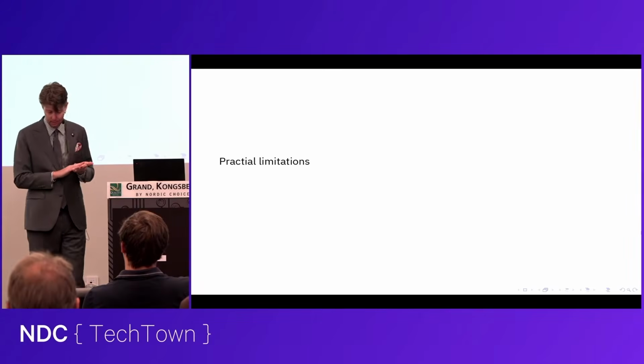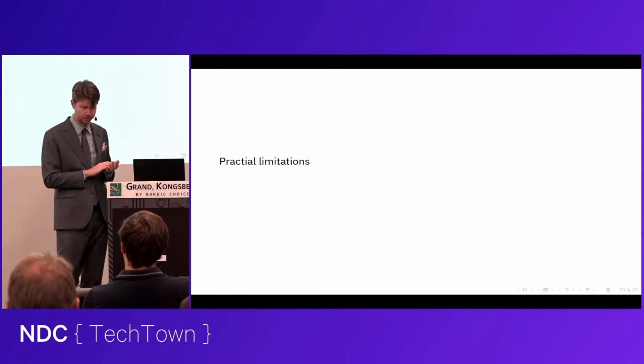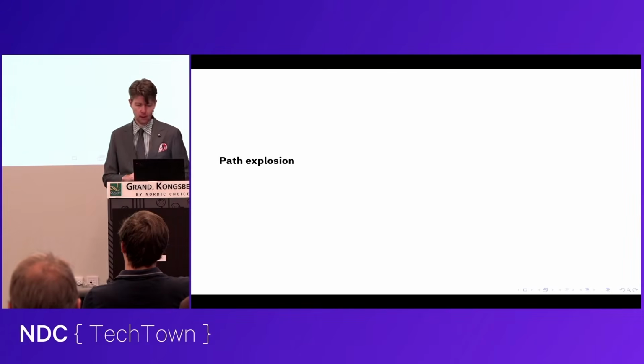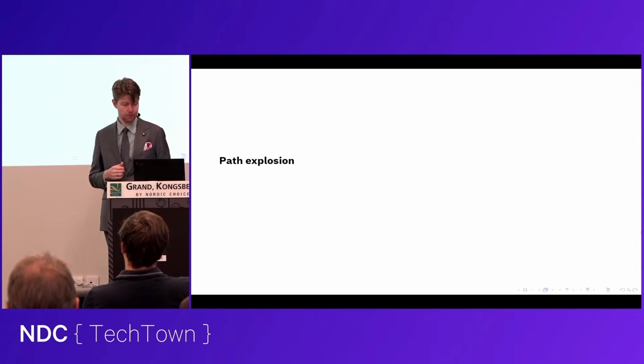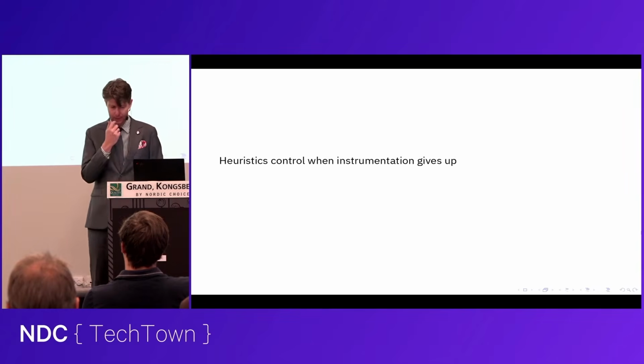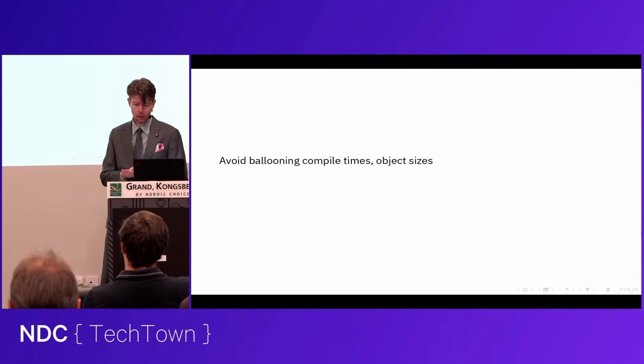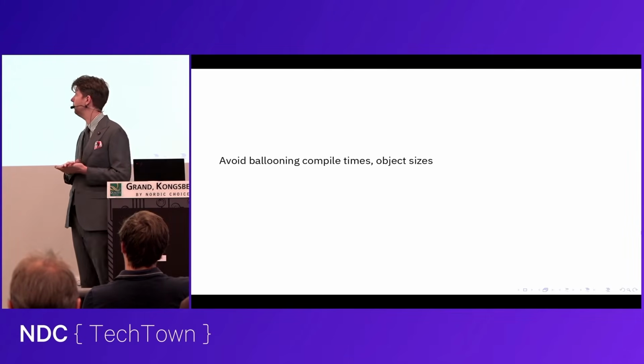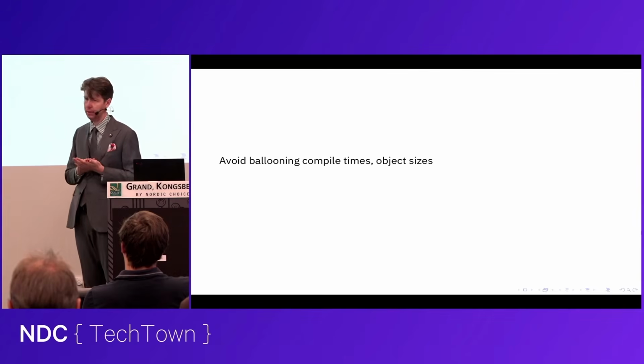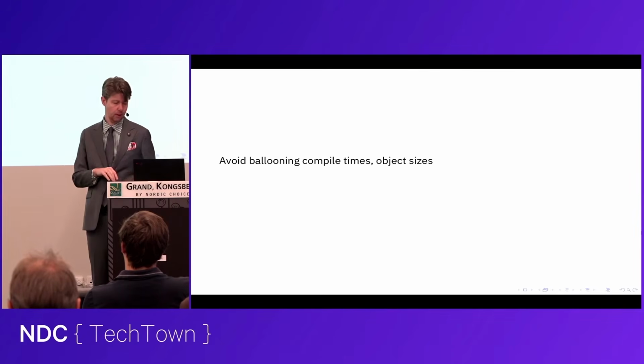There are some practical limitations with this implementation. There's obviously the path explosion. The only way to really combat that is to simplify your functions. Some heuristics control when the instrumentation pass gives up. We do this in order to avoid ballooning compile times and object sizes, but these are just heuristics.